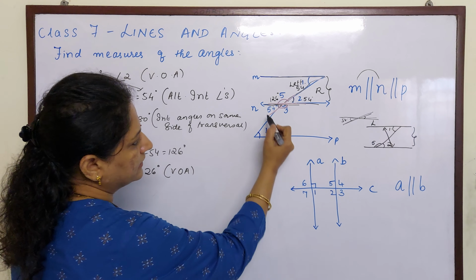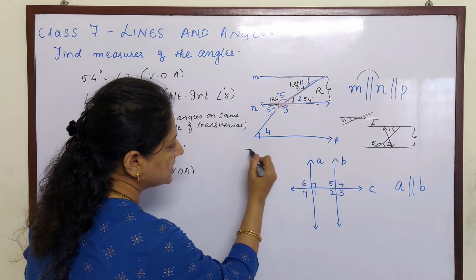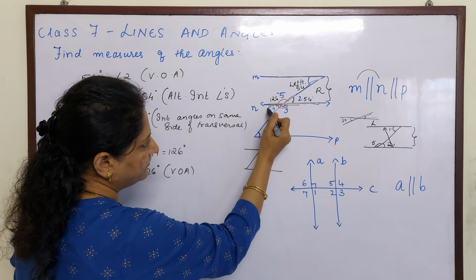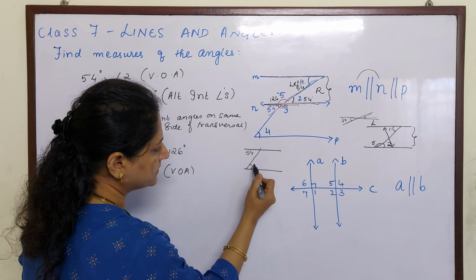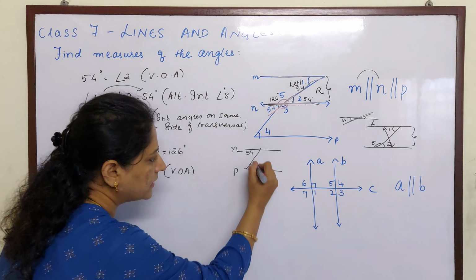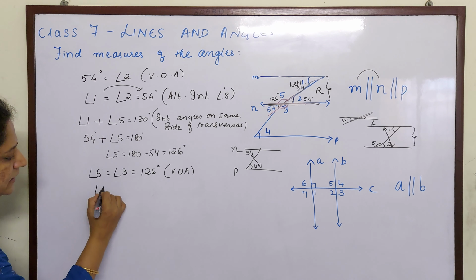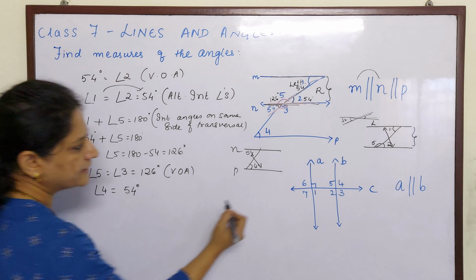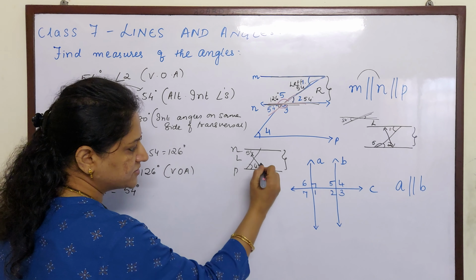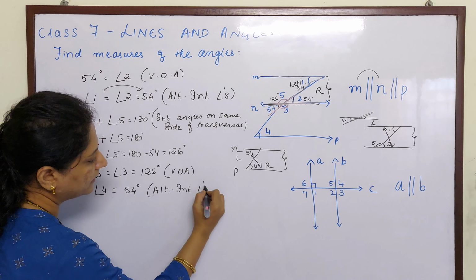Now, let us remove M and we will look only at N and P. N is like this, P is like this, and this is the transversal, and 54 is here and angle 4 is here. This is N, this is P. So if this is 54, what will be angle 4? Yes, angle 4 also will be 54 degree because it is alternate interior angles lying between these two parallel lines. So they are interior, but one is on the left side, one is on the right side. So they are alternate interior angles.